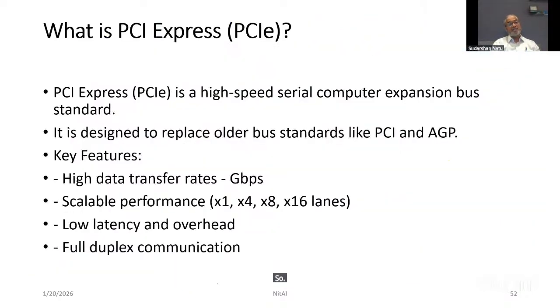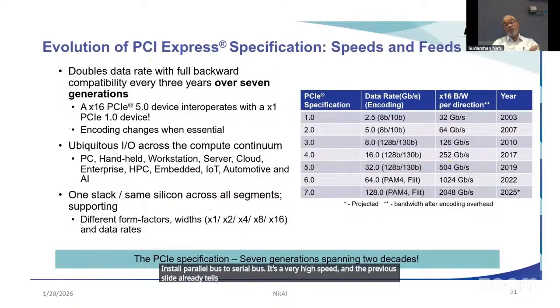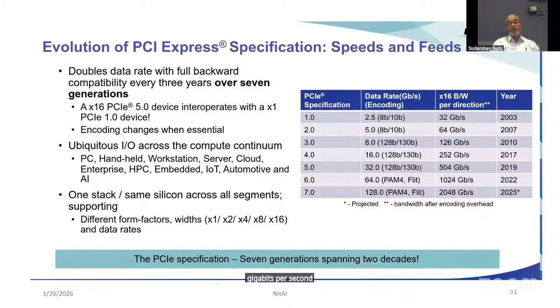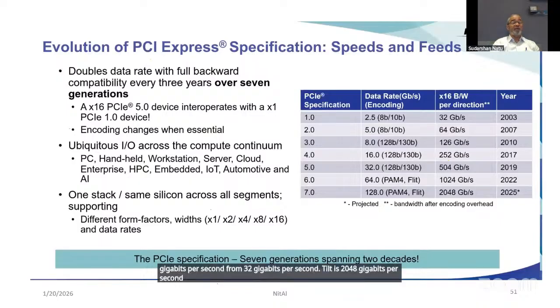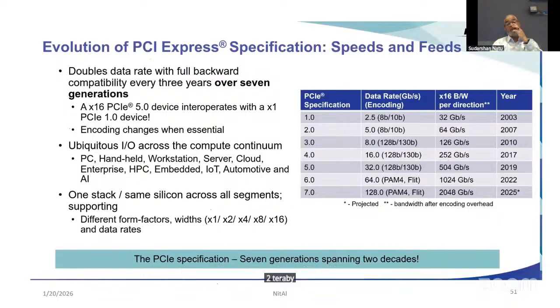PCI Express, going from PCI to PCI Express, is a serial bus instead of a parallel bus. It's very high speed, and the previous slide already tells you the gigabits per second, from 32 gigabits per second to 2048 gigabits per second, that is 2 terabits per second, which is the speed improvement at that level, right?